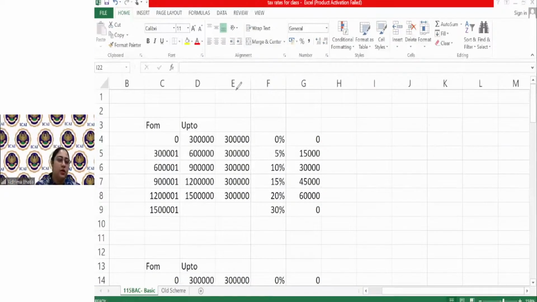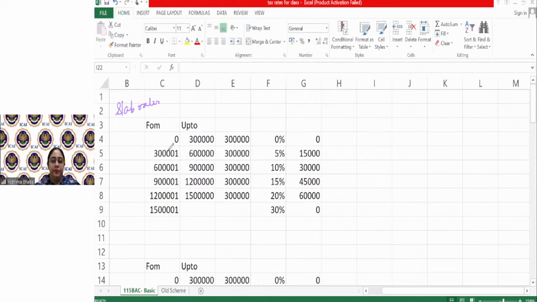First we are studying the new scheme, 115BAC. What does it say? The new scheme has slab rates for individuals, HUF, AOP, BOI and artificial juridical person. The income tax is applicable as per the slab rates. Now, what are the slab rates? Slab rates means the more the income, the more the tax. If you have less income, the taxes would be less, and the rate applicable to you would be less. If you have higher income, the rate applicable to you would be more.